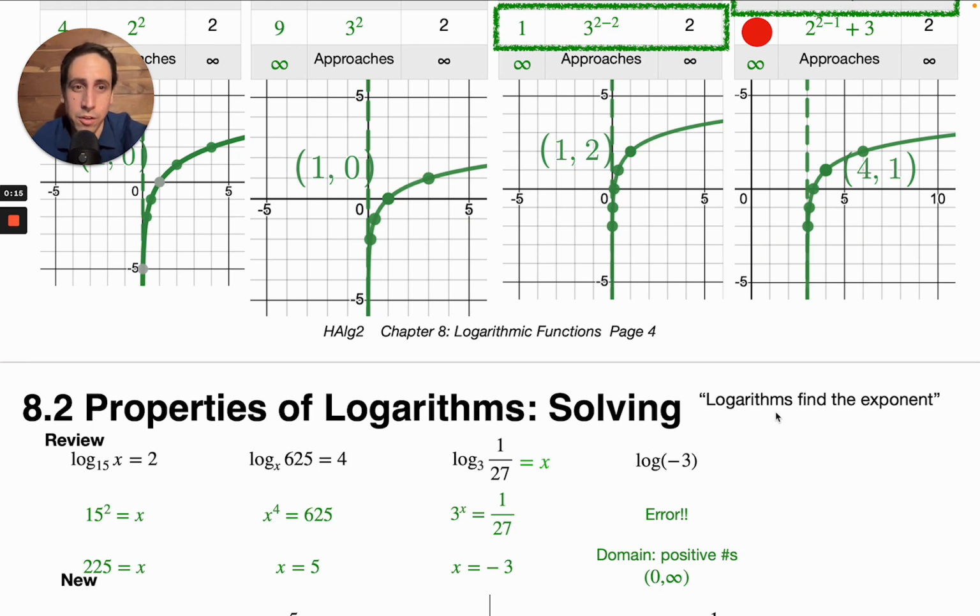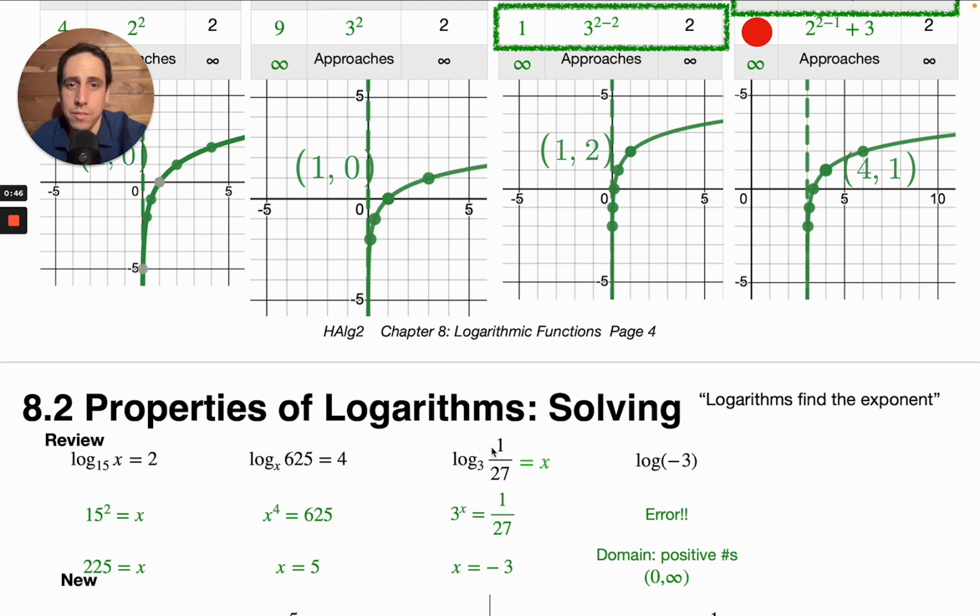Remember, logarithms find the exponent, and in order to solve these kinds of equations, we've had to rearrange them into exponential equations. So solving a log equation is super difficult, but if you rearrange it like this, base in the basement is 15, and the exponent all by itself is 2. That's 15 squared is equal to x. So x is equal to 225. Rearranging this, we get x to the fourth is equal to 625, and then x equals 5.